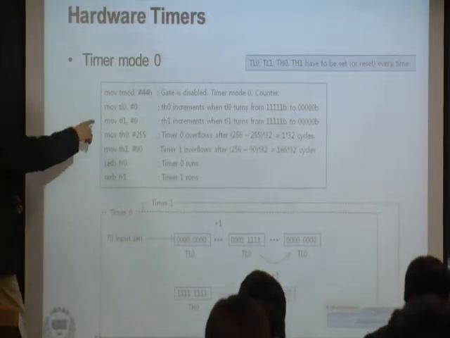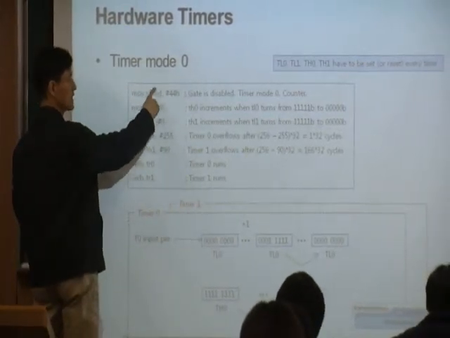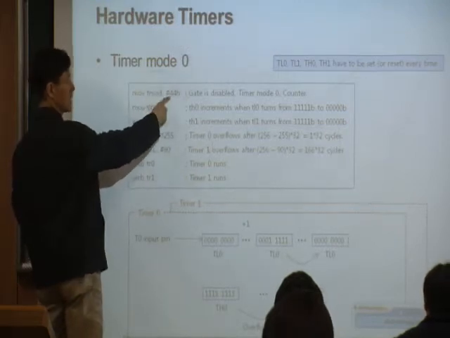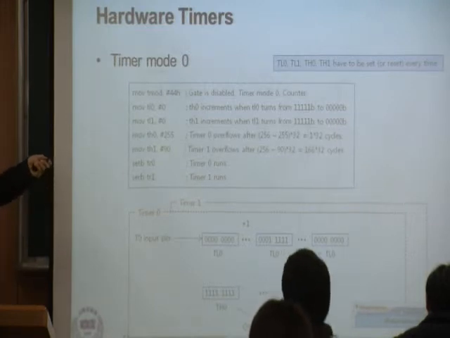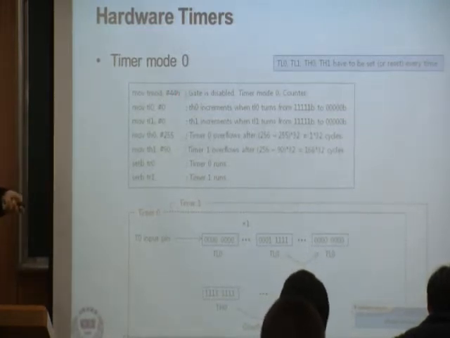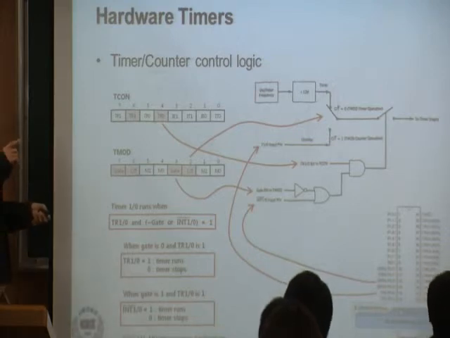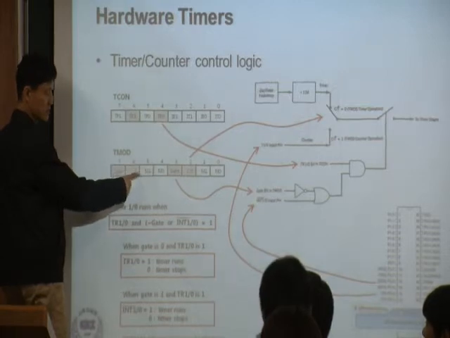In order to use a timer, the first thing to do is set the timer mode register. In this case, I'm writing 44H to the timer mode register. What is 44? 44 means 0100. So let's go back here, TMOD. So this is TMOD. I'm writing 44, which means 0 here, 1 here, 0, 0.